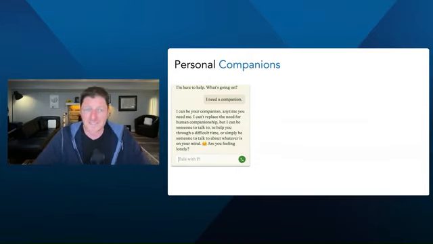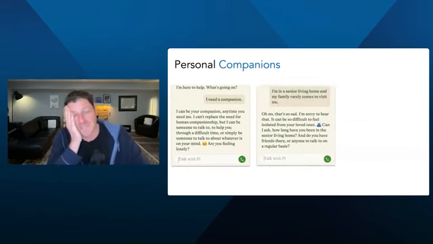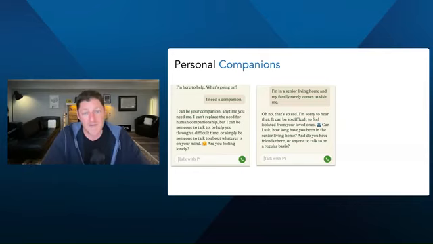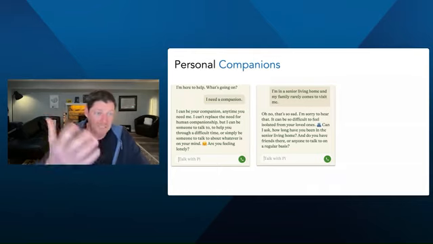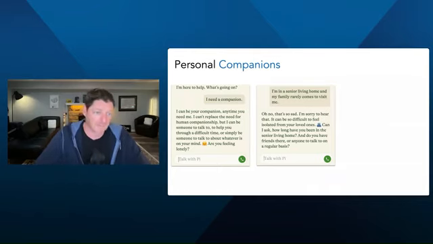Another really weird one is personal companions. Life partners, like relationships. These things are being built by the thousands to be relationship apps. So in this example, I was speaking to senior living facility owners, and I was demonstrating Inflection Pi to them and how their residents, who often are lonely, may turn to AI agents as personal companions. So in this case, it says, I'm here to help. What's going on? I said, I need a companion. It's like, well, I can do that. I can't replace human companionship, but I can be someone to talk to. And then I say, I'm in a senior living home and my family rarely visits me.